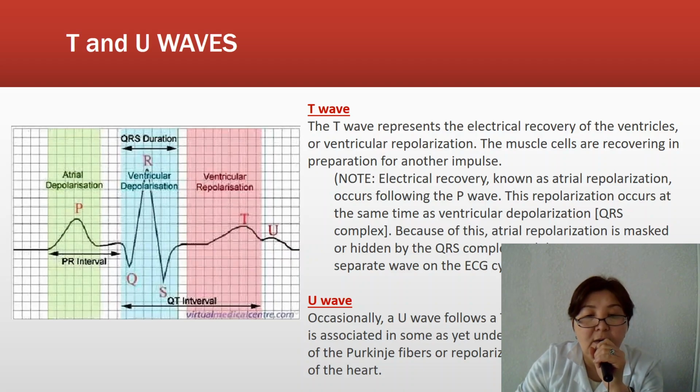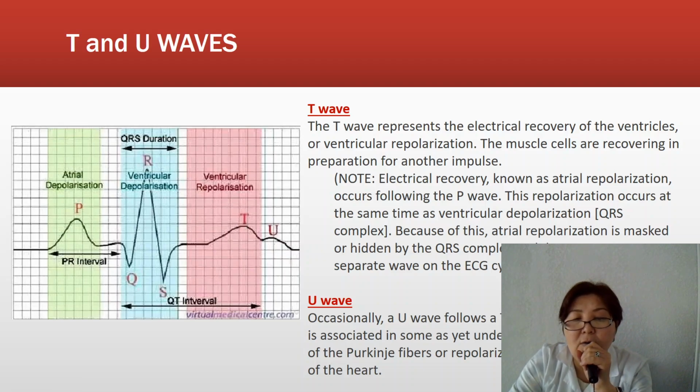U wave. Occasionally a U wave follows a T wave. It's a small wave that is associated in some as yet undefined way with repolarization of the Purkinje fibers or repolarization of the papillary muscles of the heart.